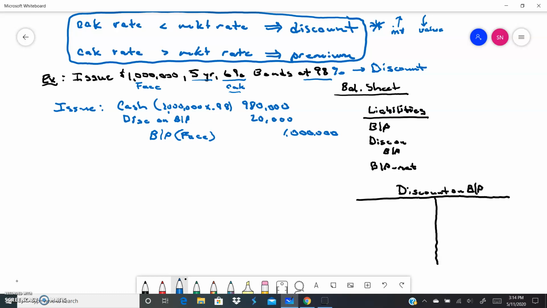$20,000. And over on the side, you can see I've set up our balance sheet over here. The liability section, we'd have bonds payable. So we'd initially record this as $1 million. We'd have the discount on bonds payable of $20,000. And so we'd have our bonds payable net amount of $980,000. And we can go ahead and put that debit in here of $20,000 for the discount. And let's just say that this issuance was on 1/1.